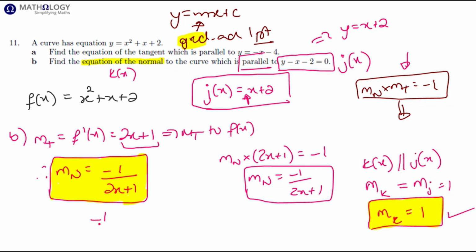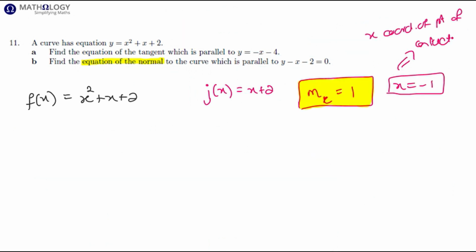So in other words, minus 1 over 2x plus 1 will be equal to 1. Now we just solve for x. So minus 1 equals 2x plus 1. 2x equals minus 2, x equals negative 1. X equals negative 1 represents the x-coordinate, the point of contact between the normal and the curve. So to find the point of contact, we can substitute x equals minus 1 into the function.